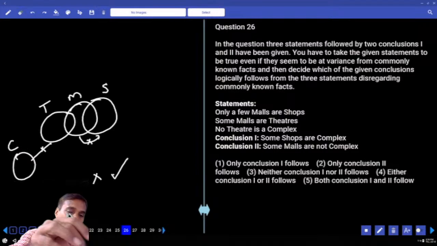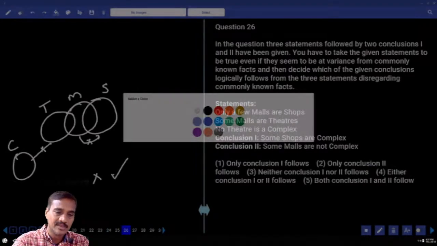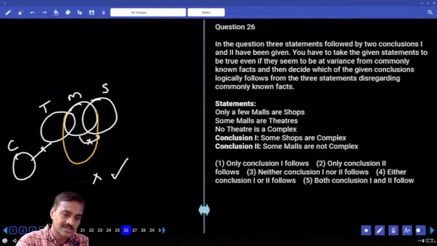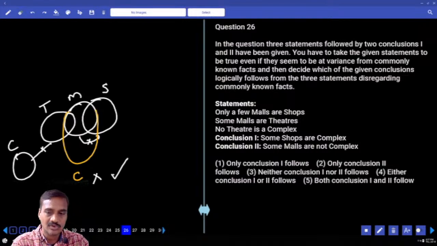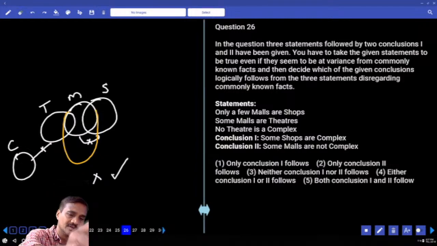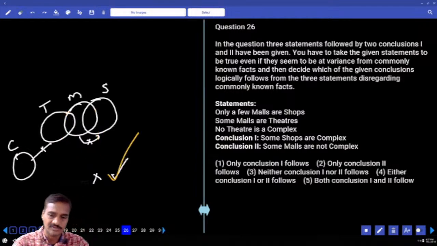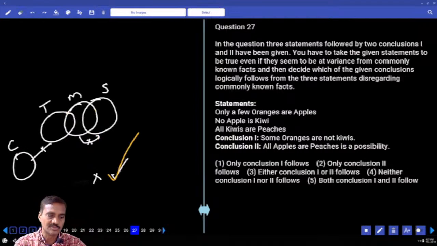Maybe false means we have to say all malls are complex. All malls are complex, can we write it like this or not? And the statement that will be false, which one? No theater is a complex will be false. An alternate diagram cannot be drawn. Hence, this will be true forever. Only two choices to question number 26.